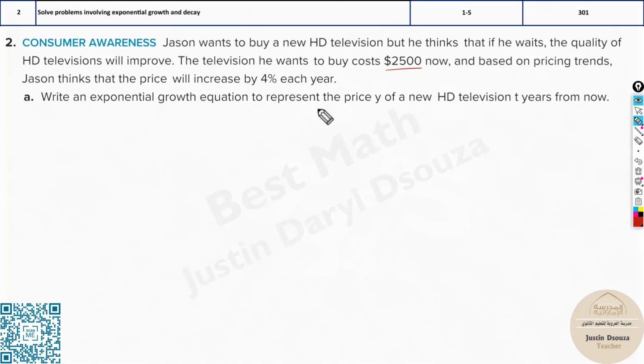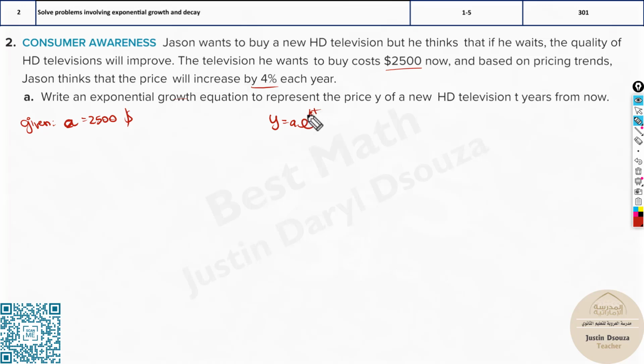Write an exponential growth equation to represent price y of a new HD television t years from now. So now we have to write an exponential growth equation. Y is equal to a e to the power kt. I just got confused for a minute. Now here let's write the given. So we know the initial price A is $2,500. We have this 4% here.